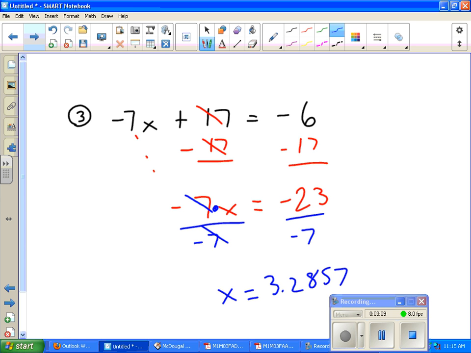But again, we're interested in the nearest hundredth, so go to the second digit after the decimal. Look to the number to the right of that. It's a 5. Anytime it's 5 or greater, it's going to tell that number to go up. So x is going to be approximately 3.2, not 8 anymore, but 3.29.